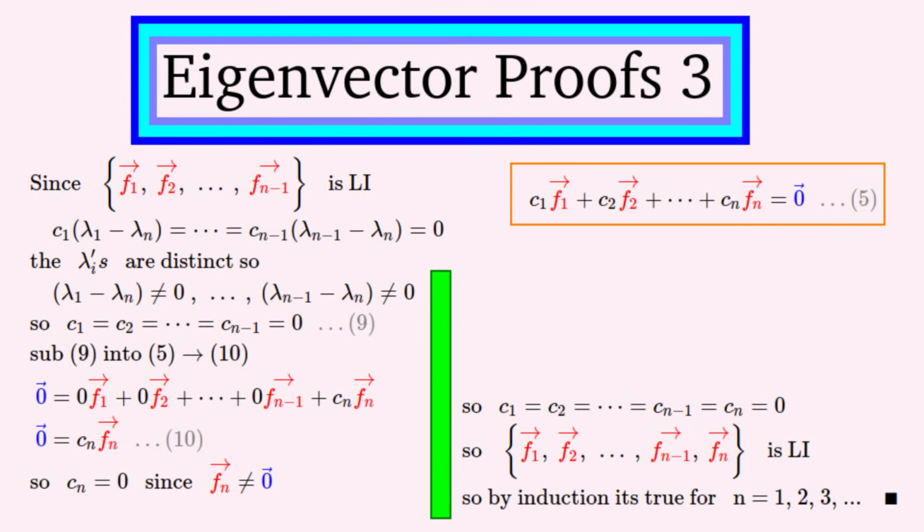And then finally we can do the last step, which is to say that it's true for n is equal to 2, so it's true for n is equal to 2 plus 1 is equal to 3, and so on. So it's true for all n greater than or equal to 1, and that's it, we've proven this theorem.